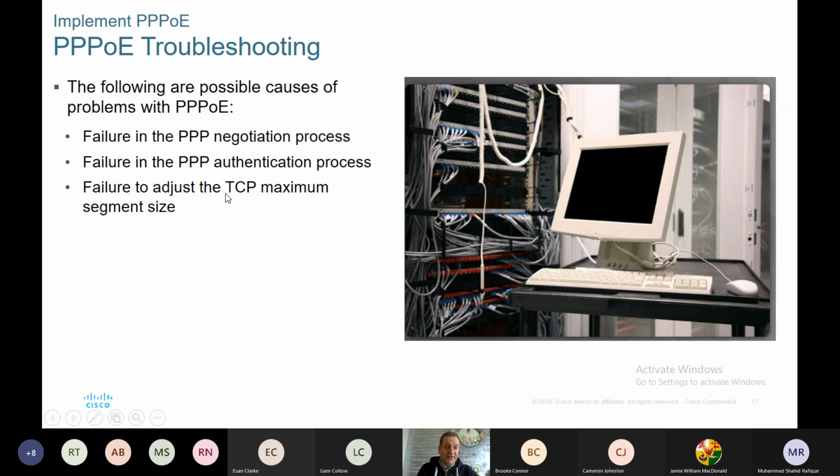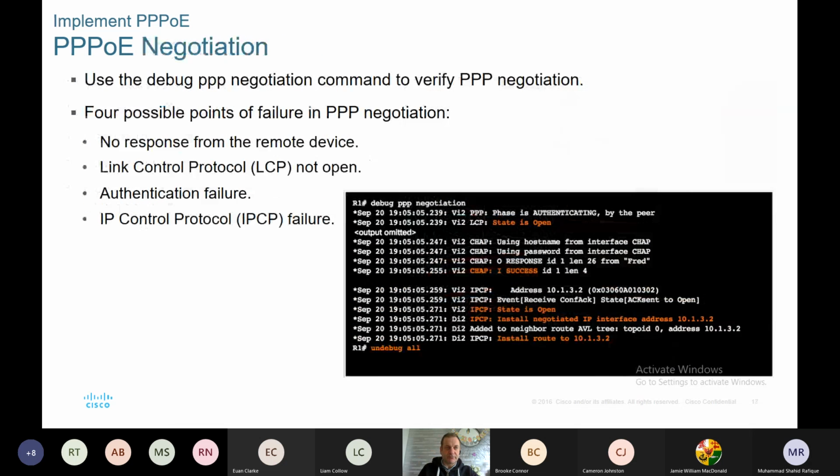And one of the reasons is, and I keep going on about it, but it's so easy to miss, is to adjust the TCP maximum segment size, and that is your MTU. So you can use the debug command, debug PPP negotiation to verify the negotiation. There are 4 points of failure in the negotiation: no response from the remote device, the link control won't open, some kind of authentication failure, or the IP control protocol failure.